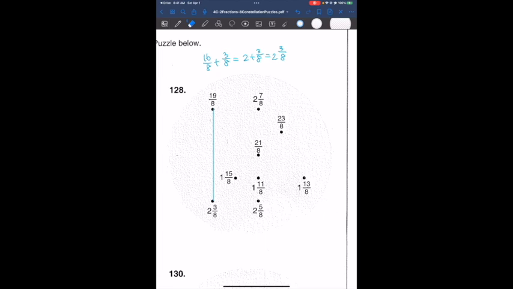And another possible one could be 1 and 11 over 8. So 1 and 11 over 8 would be 1 plus 8 over 8 plus 3 over 8, which is 2 plus 3 over 8. So it's 2 and 3/8. So this is an equivalent expression, so we're going to connect the dots.